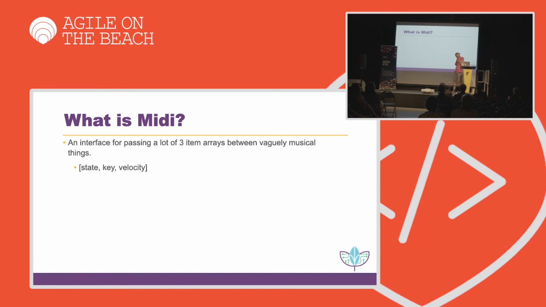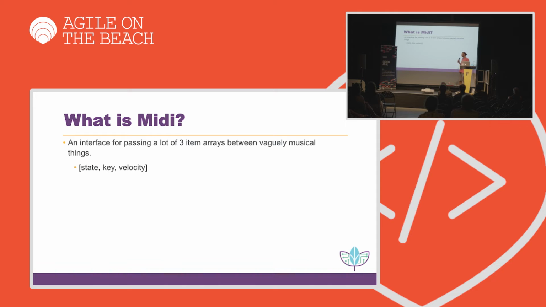But what is MIDI? So MIDI is a technology invented in the mid-1980s and deployed into actual devices a little bit later, I think a year or two later. And it came into the web browser in the mid-2010s, around 2015, thanks to some people at Google who pushed it through. In short, it is a way to pass around a 3-item array. And that 3-item array contains 3 things: state, key, and velocity.